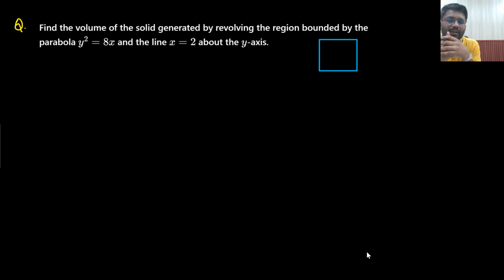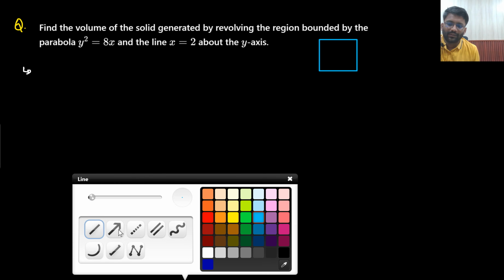Find the volume of the solid generated about the y-axis by y square equals 8x. This time it is y square equals 8x. Can you draw the graph of the parabola y square equals 8x? Yes, sir, surely I can draw. And x equals 2, about the y-axis. Okay. So draw the structure first.